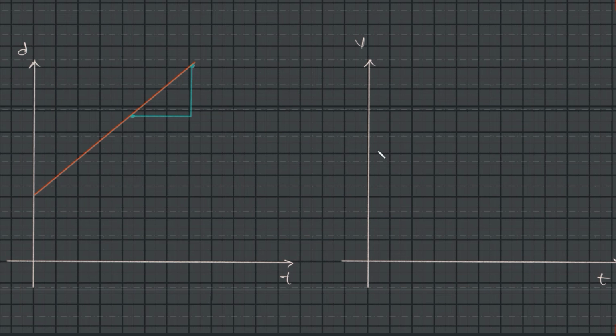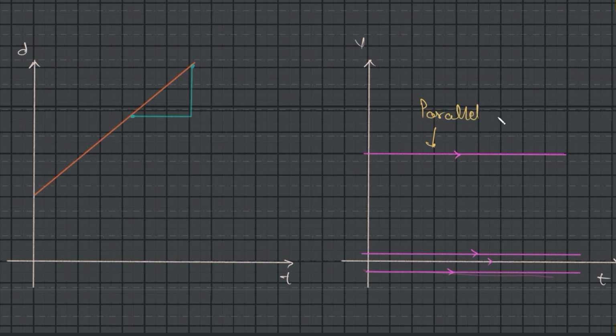right? While the velocity can be either a positive value, a very small positive value, or a very small negative value, that is, it can be going in the opposite direction. But it has to be what? Parallel to the x-axis. So this is parallel to x-axis.